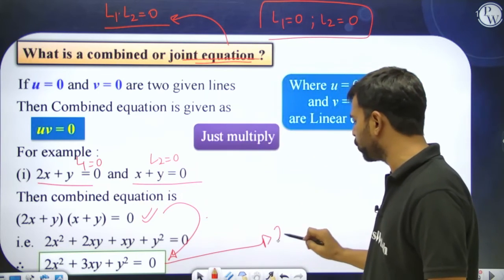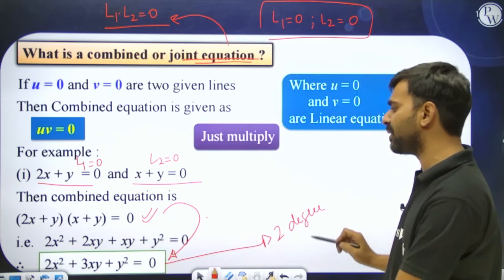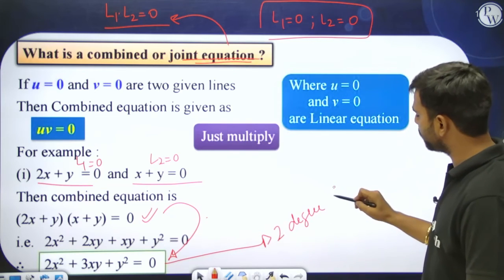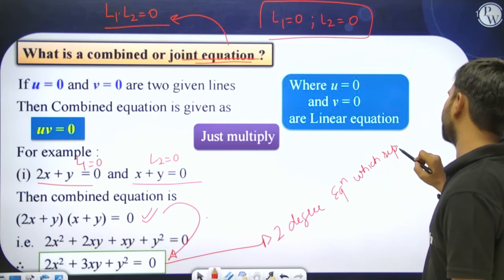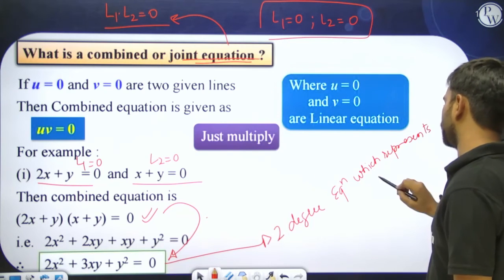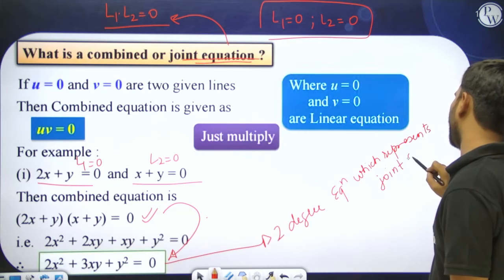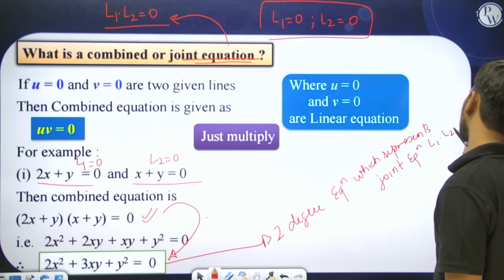Now this is a 2-degree equation. 2 degree means the highest power of x and y over here is 2. So this is the 2-degree equation which represents the joint equation. Joint equation is what? L1 into L2 is equal to 0.